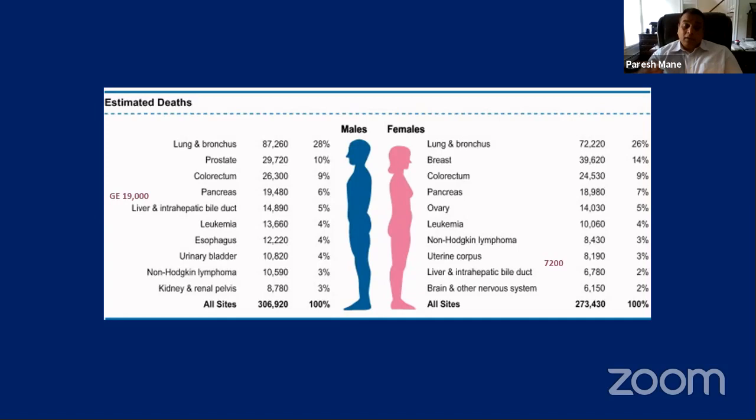But the numbers that you see are more specific to the United States. So when we talk about esophagus cancer, there are some nomenclature issues here. The view of esophagus cancer in the eastern part of the world would be: esophagus is an organ, so the upper one-third, middle one-third, and the lower one-third.